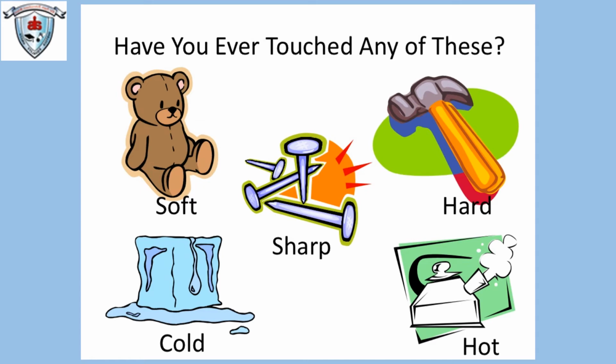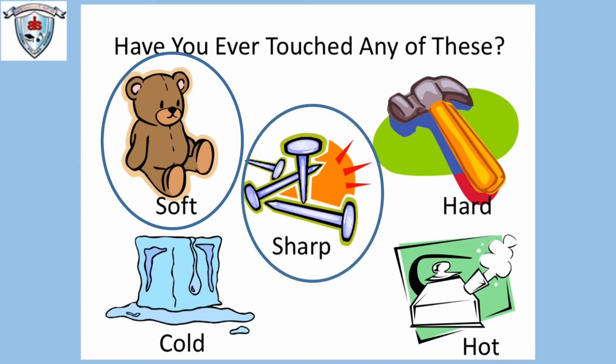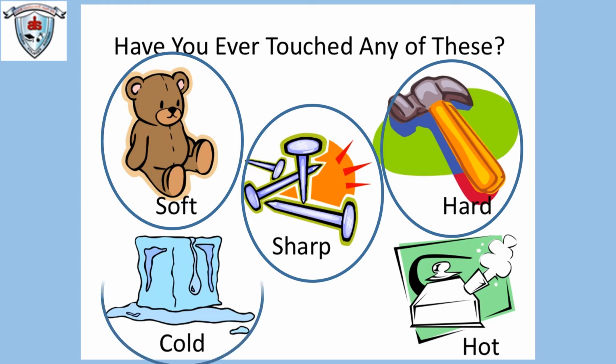And when we touch these things, we feel differently. For example, when we touch the bear, we feel soft, right? And what about these nails? It is sharp. When we touch, we feel the sharpness in our hands. And what about the hammer? They are very hard. And what about this ice cube? How will you feel when you touch the ice cube?